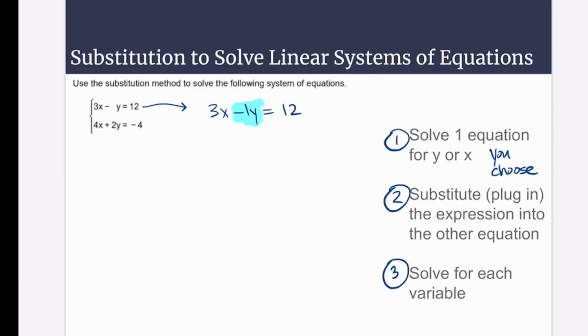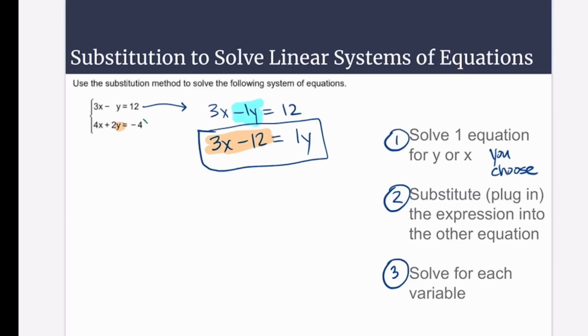So I'm using that one, and I'm choosing the y because for me, that's going to be the quickest way to do this. I'm going to add the y to the right side, and I'm going to have 1y. I'm going to subtract the 12 to the left side, and I'm going to get minus 12. So now I have my y value. Y is equal to this. So I'm now going to take this 3x minus 12, and I'm replacing it for that y.